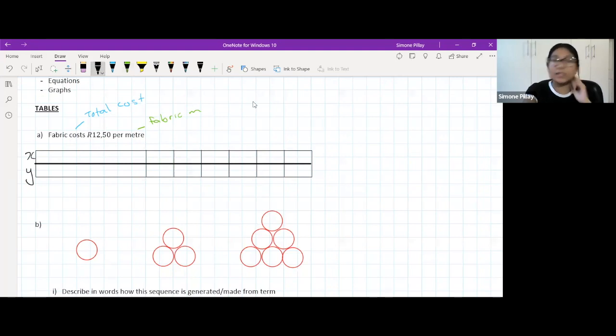While I wait for the answers, I'll cheat a little bit and help you out. My total cost, how am I going to be able to just calculate my total cost? Nope. My total cost depends on the amount of fabric that I buy. So that means fabric is going to be my independent variable. So I have fabric meters that I've purchased, and what depends on the amount of fabric that I've purchased? It's going to be my cost in rands.